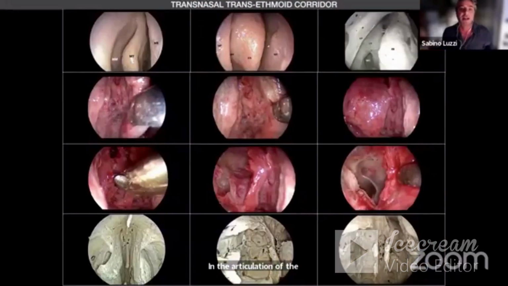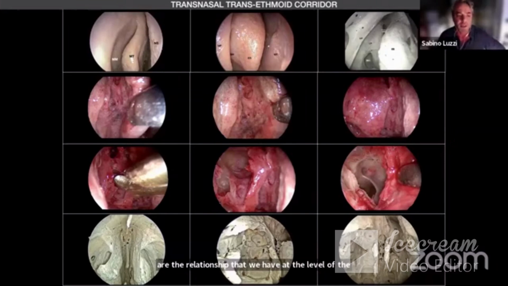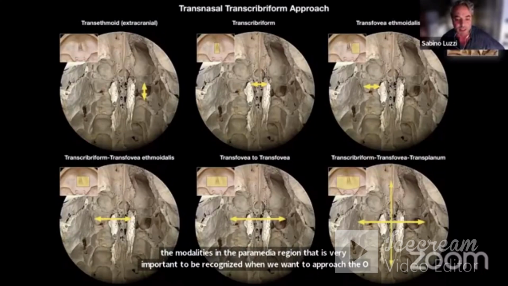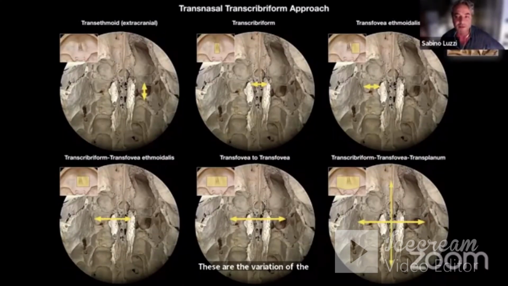And these are the relationships that we have at the level of the anterior skull base with the middle turbinate and everything. And when we move toward the anterior cranial fossa, we start to recognize the cribriform plate in the midline, the fovea ethmoidalis in the paramedian region. That is very important to be recognized when we want to approach the olfactory groove meningioma from below and from the nose. These are the variations of the transplanum transethmoid approach here, and we have the opportunity to tailor this approach also. This is the transethmoid approach, transcribriform.